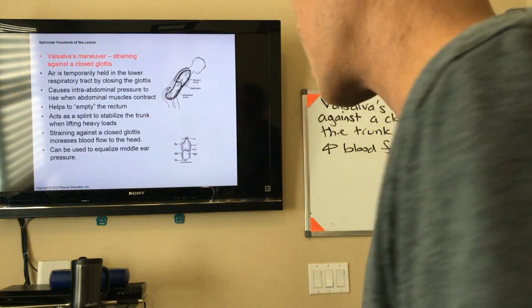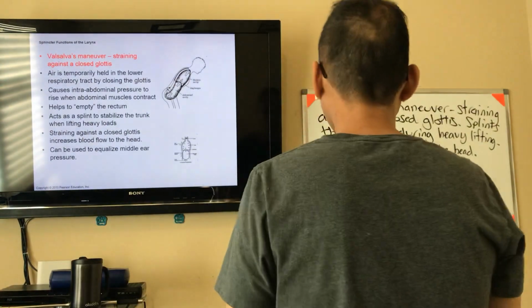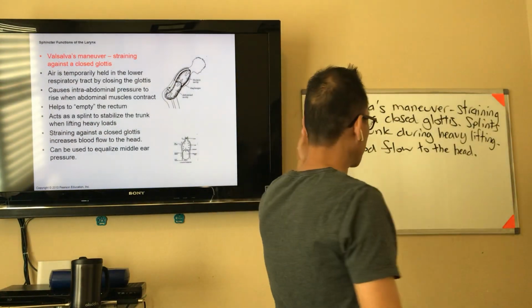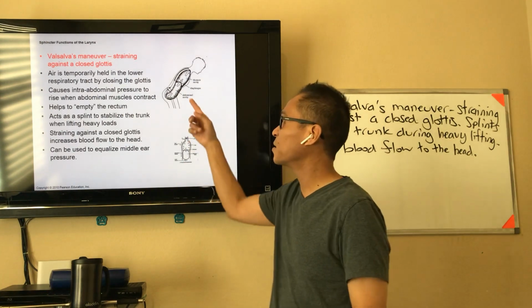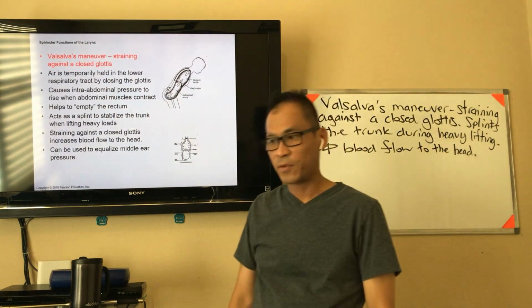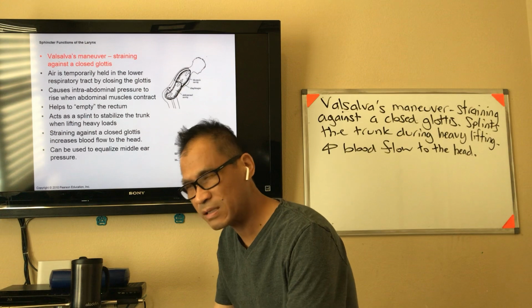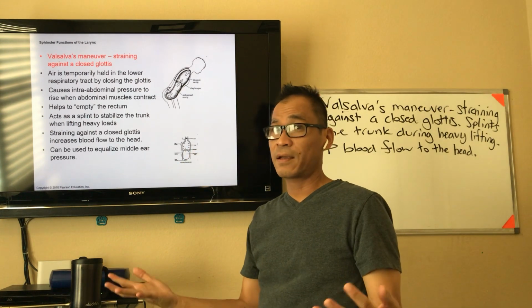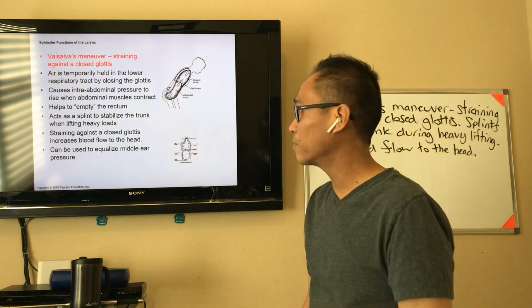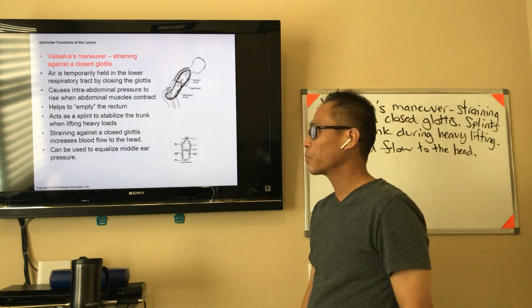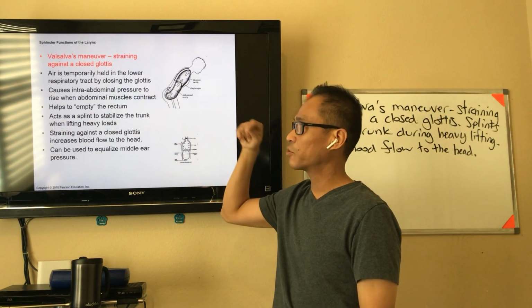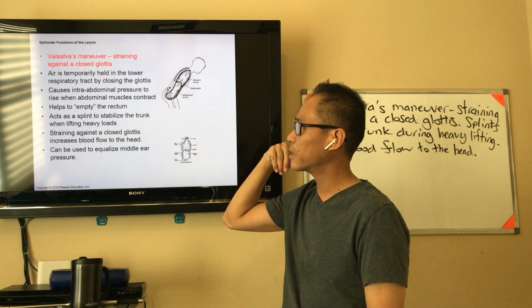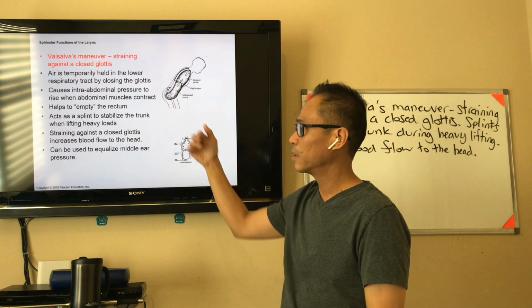All right, so for our next slide, I want you to know Valsalva's maneuver, which is straining against the closed glottis. It basically splints the trunk during heavy lifting. You can see this picture here. Like when you lift something, you do it instinctively, or even when you empty your rectum, you're increasing the intra-abdominal pressure to empty your rectum or to splint your trunk when you lift things. And it's basically what you see here.